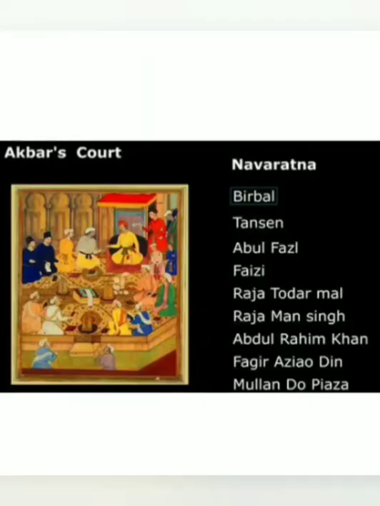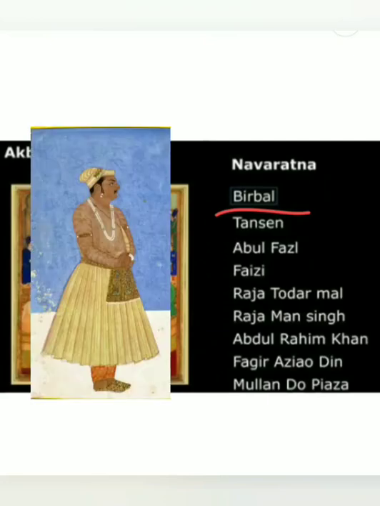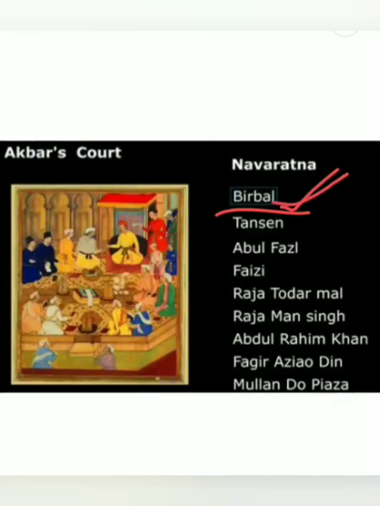Now, when we look into the 9 gems of Akbar, we'll first go through Birbal. So who was Birbal? The real name was Mahesh Das. He was from Jhansi, and he was famous for his wisdom and was a close friend of Akbar. So this was the first gem of Akbar.